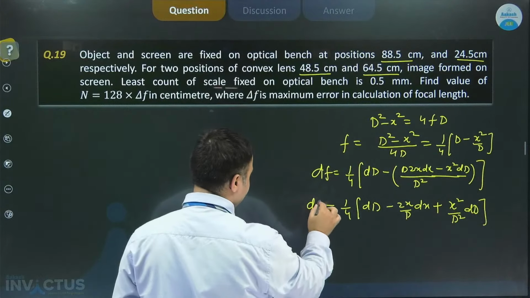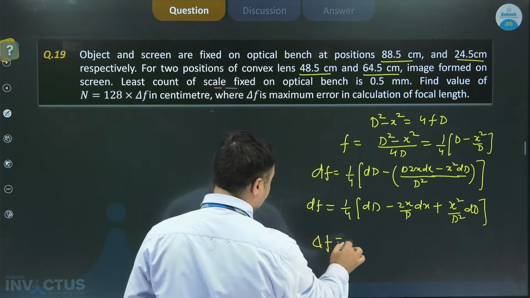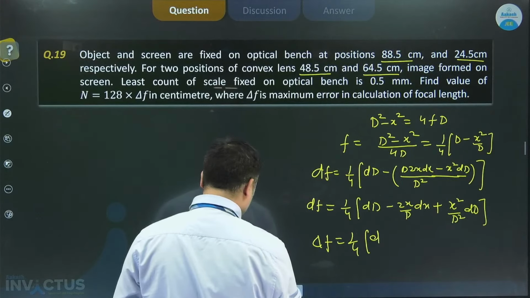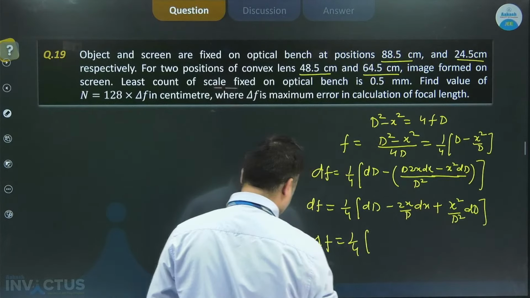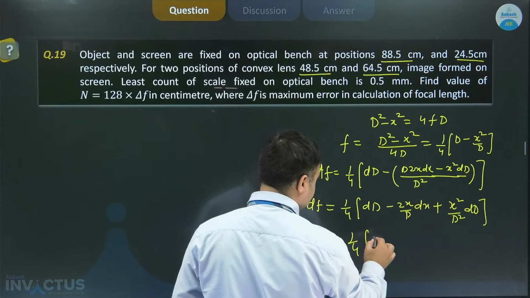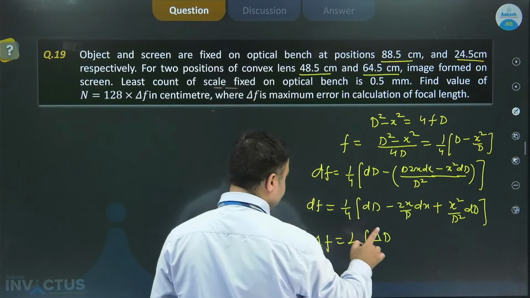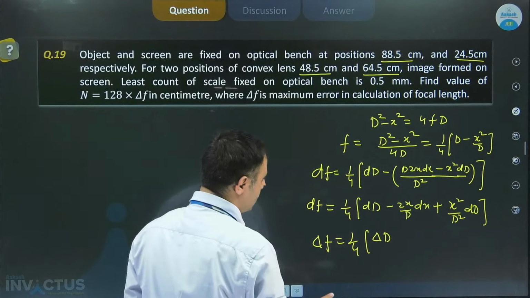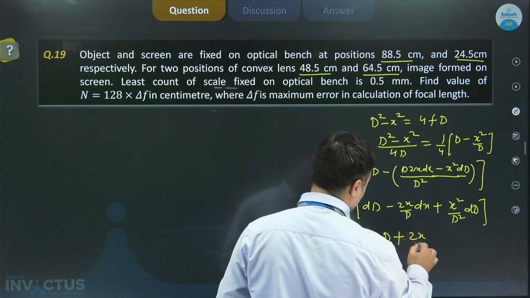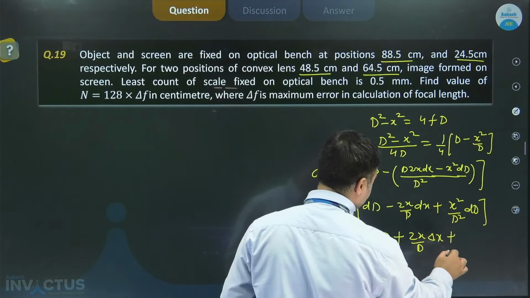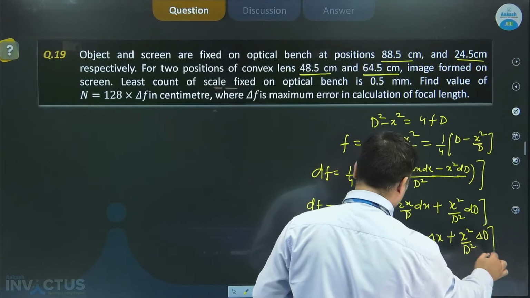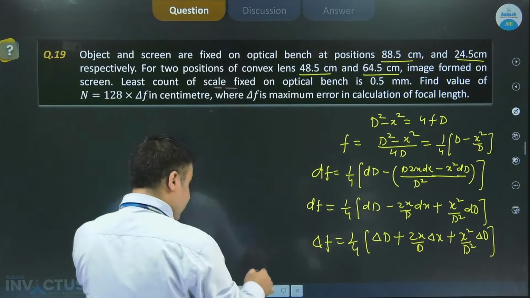Now this is df. So delta f is equal to 1 by 4 delta d. Now we are calculating the maximum possible error, so I am taking the mod of each term. So plus 2x by d delta x plus x square by d square delta d. So from here we can find the value of delta f.